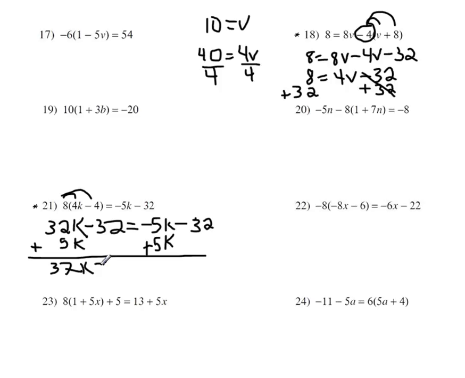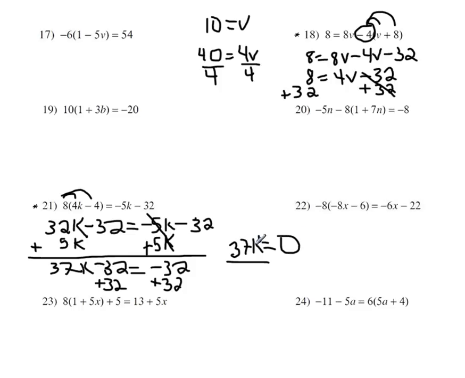Don't forget to write down the negative 32. You just bring it down the way that it is. This has canceled out. We have a negative 32 on the other side. We want K alone, so we need to undo subtraction of 32 by adding 32. Adding 32 to both sides. That leaves me with 37K equals 0, because negative 32 plus 32 is 0.